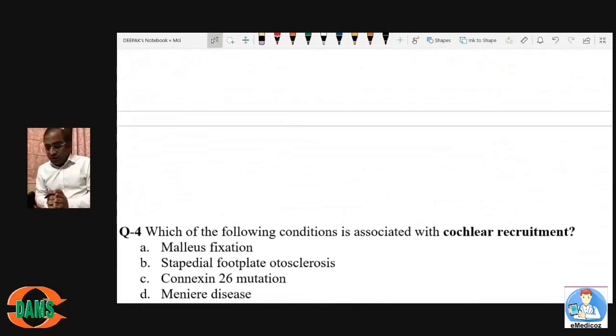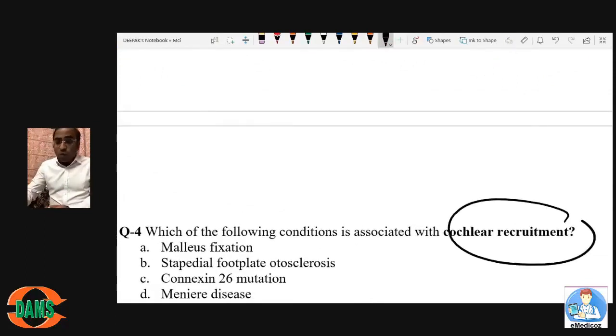Which of the following is associated with cochlear recruitment? This is a nice concept. Just try to learn. Your Central Institute, your NEET people, they are fond of asking two concepts. Either they will ask you the recruitment phenomenon or the rollover phenomenon. So just build up a concept. The rollover phenomenon is neural, retrocochlear, and the recruitment phenomenon is sensory.